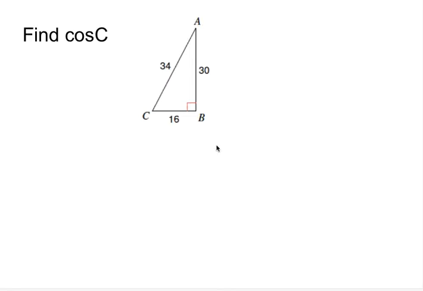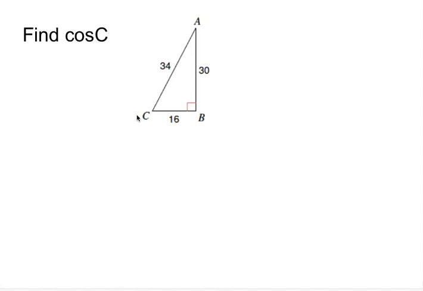Okay, station 2, we're being asked to find cosine, right? COS is just the abbreviation for cosine, of C, which C is an angle. So we need to find cosine of angle C, which is right here. To help us figure out what cosine is, we need to use the mnemonic device, which is called SOHCAHTOA. And the CAH part of SOHCAHTOA is what we use for cosine.